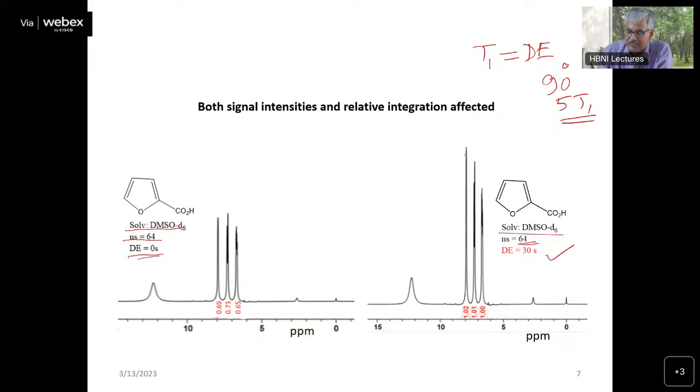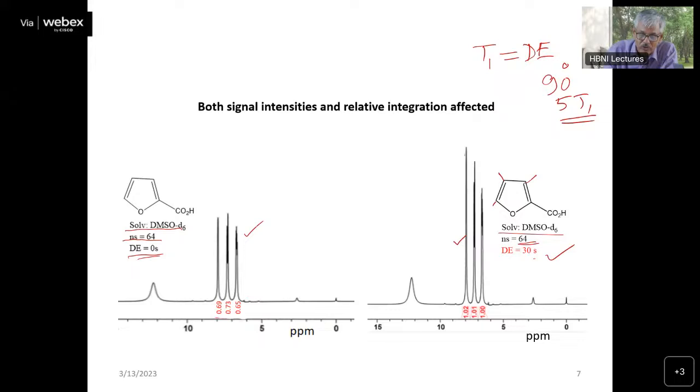Okay, and in the spectra you can see that when the delay is 0, the magnitude or intensity of the peaks is reduced, and when the delay is more, the intensities are more. Not only that, because these are three protons, they come in three different positions, and their integrations show a ratio of 1 to 1 to 1. But when the delay is 0, their integrations are also different, because they have different relaxation times.